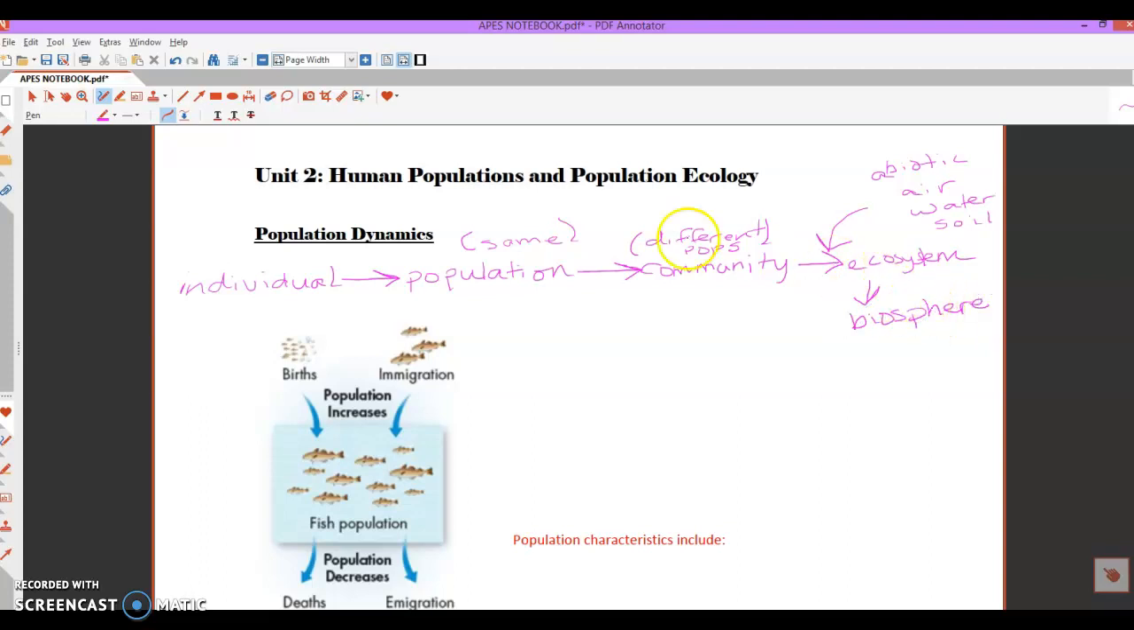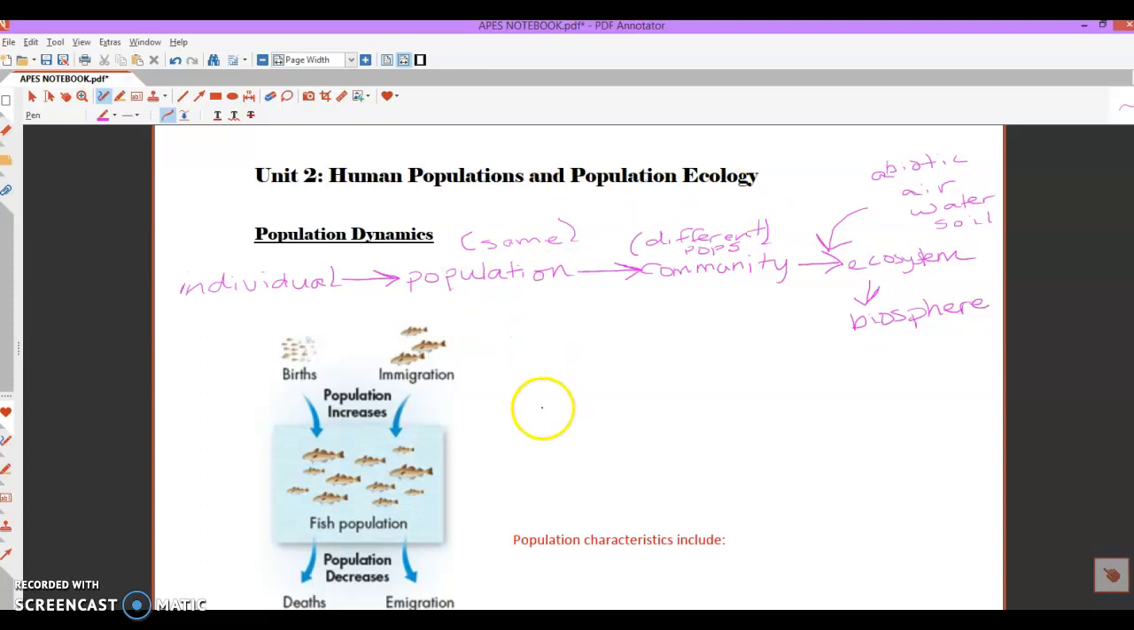Okay? So in this class, we're actually going to be going through each one of these levels, not so much the individual because that's more biology. We'll be going through each one of these levels throughout this course. So right now, we're going to be starting off with populations.